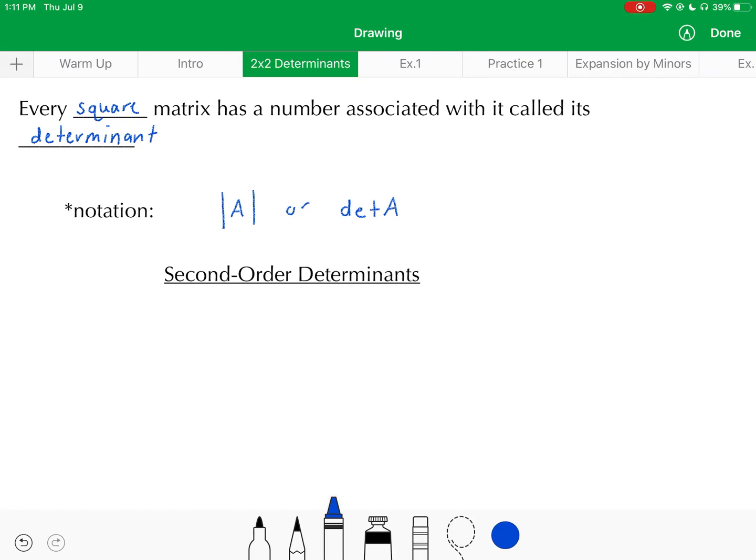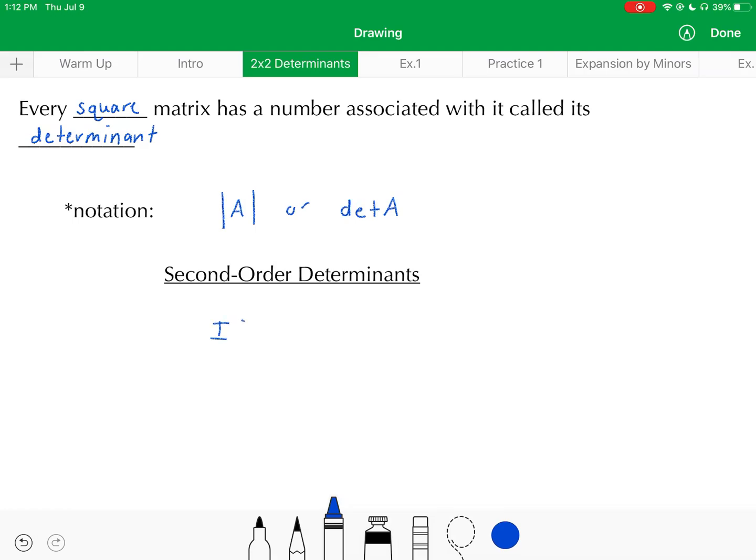Now, this video is really just showing you how to find determinants for 2x2 and 3x3 matrices. And then later on in some future lessons, we'll be seeing how we can use these determinants for some different applications, okay? So if you want to find a second order determinant, which really just means the determinant of a 2x2 matrix, there's a little formula that you would follow, okay?